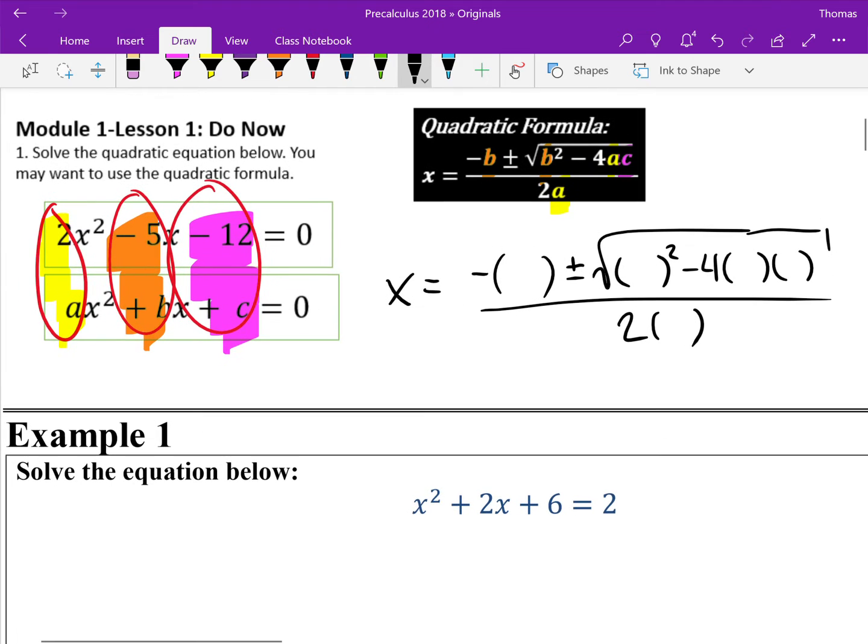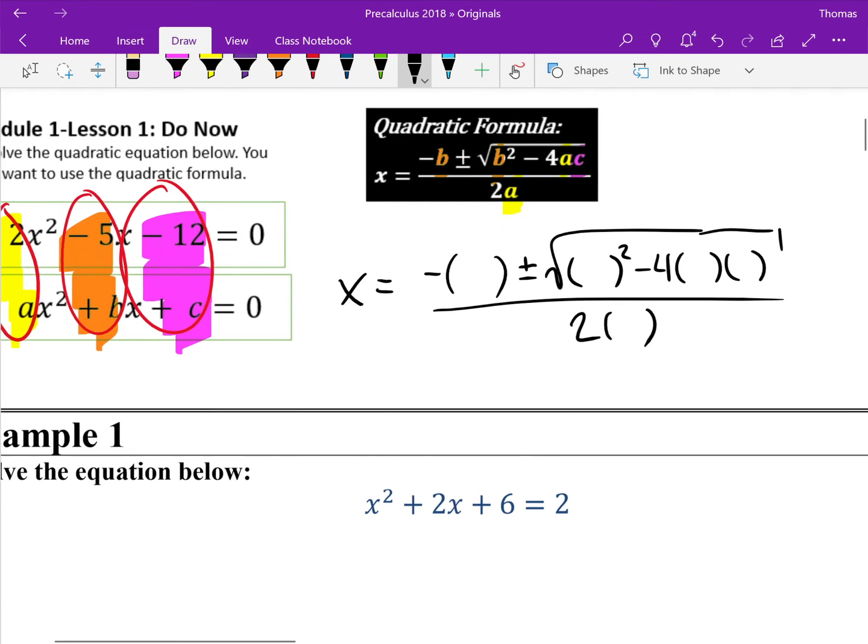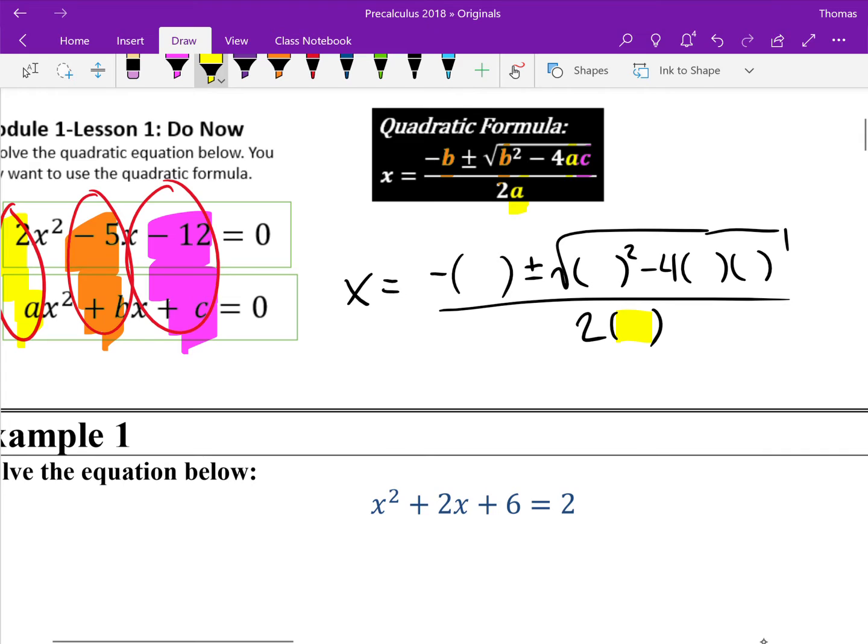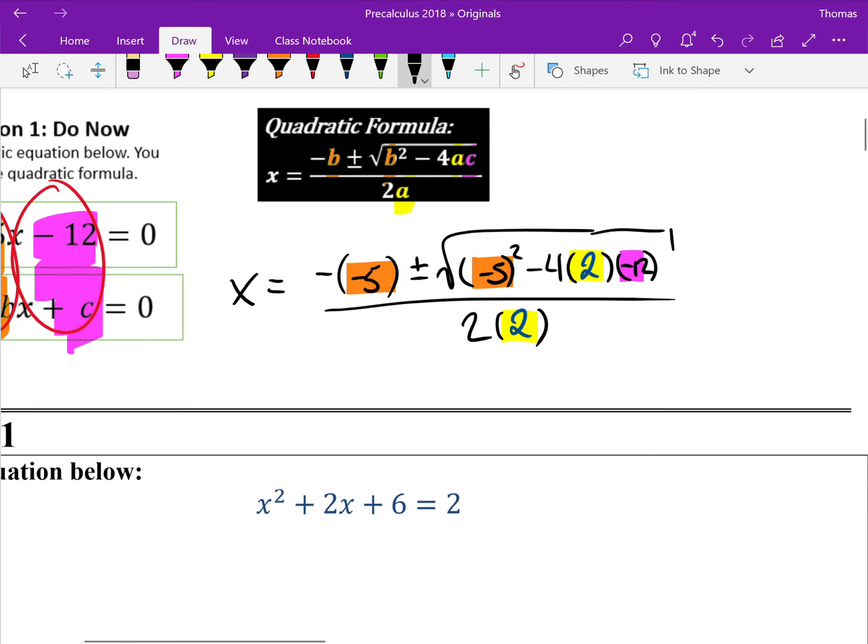Cool. So from our equation over here, we see in yellow that we have a equal to 2. So anywhere I see an a in my equation, I'm going to use the same colors, but a is equal to 2. So I'm going to go ahead and plug in my 2's wherever I saw an a. Next we have b. B is negative 5. Let me go through and plug in b's. Negative 5, negative 5. And the last one we have c in pink. One place for that, and it's going to be negative 12. Cool. So at this point we have all of our values plugged in.